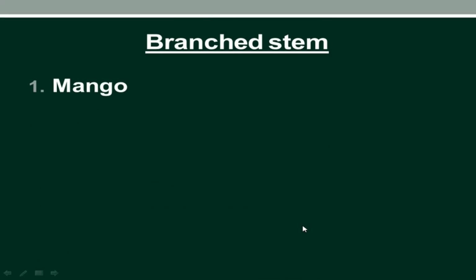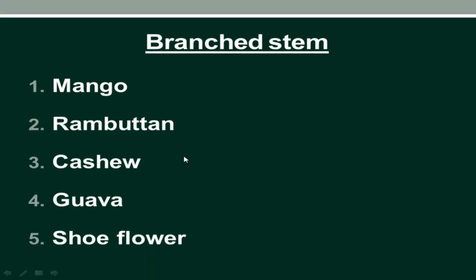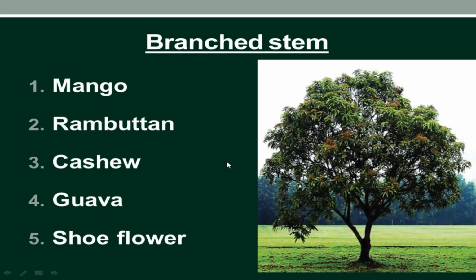Under this topic you will learn examples of plants that bear branch stems. Mango is a plant which has a branch stem. Rambutan also has a branch stem. Cashew, guava, and sunflower are some examples which bear branch stems. This picture represents plants with branch stems. This stem is divided into different branches. So these plants have aerial stems and also branch stems.